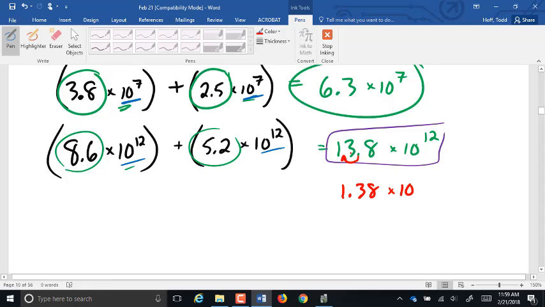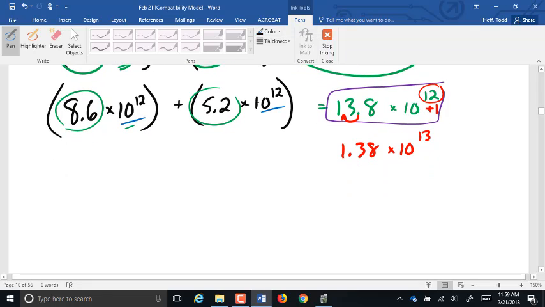Now we move the decimal point, our power of 10 has to change. This number here went from 13 to 1. It got smaller by one decimal place. So our power of 10 has to get larger by 1. 12 plus 1 is 13. So one decimal place equals one power of 10.